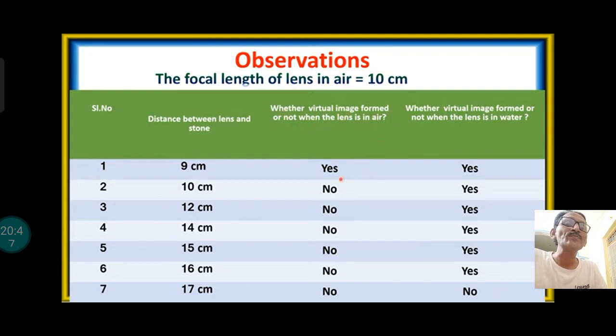But when water is added, from 9 cm, 10 cm, 12, 14, 15, 16, we are able to see the stone. After 16 cm, when the distance is increased to 17 cm, we can't see the stone. So up to 16 cm, the focal length is increased. From 9 cm to 16 cm, the focal length is increased, and beyond that the lens has no capacity to increase the focal length beyond 16 cm. So we can't see the image of the stone. This experiment proves that the focal length depends upon the surrounding medium.